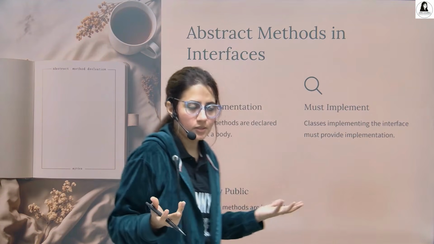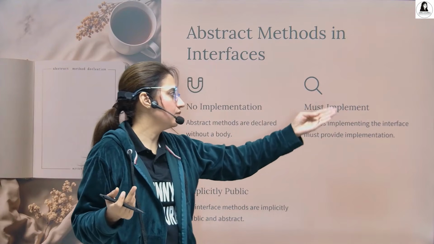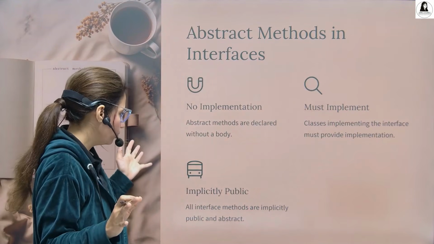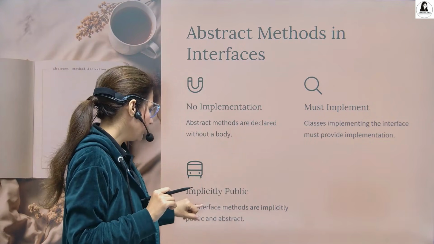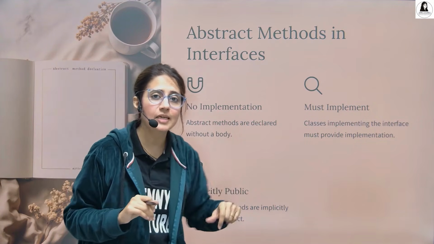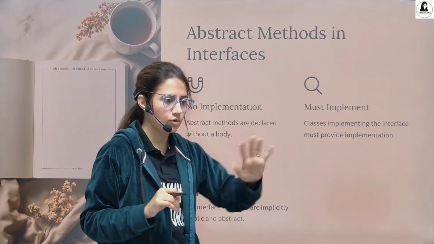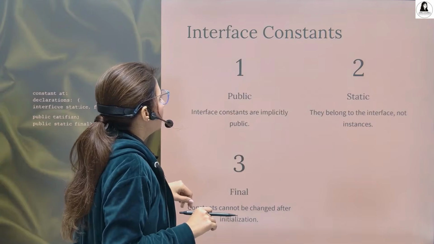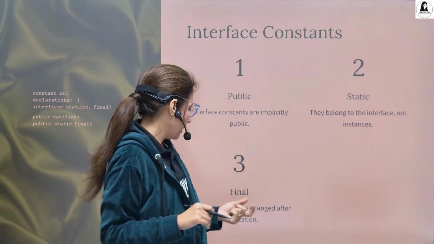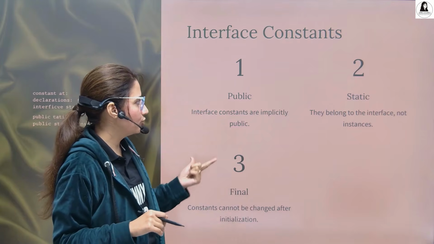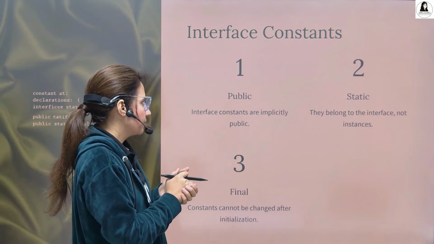We know abstract methods have no implementation, without a body. Classes implementing the interface must provide the implementation. That is a rule, and implicitly these are public. So all the interface methods are implicitly public and abstract by default. You don't need to write these things. Yeah, constants are also allowed, that I have told you already. Public, static, and final constants. This thing also I'll show you in later videos. First, we'll see all the methods, then we will add constants also.